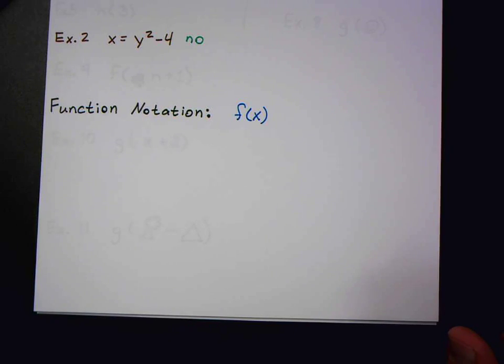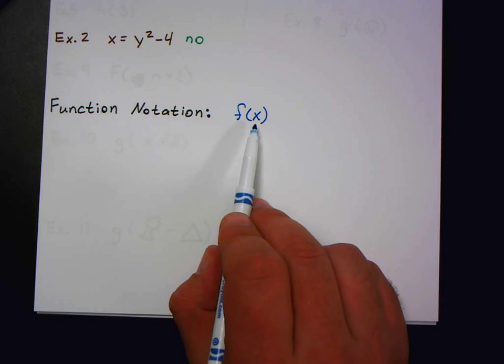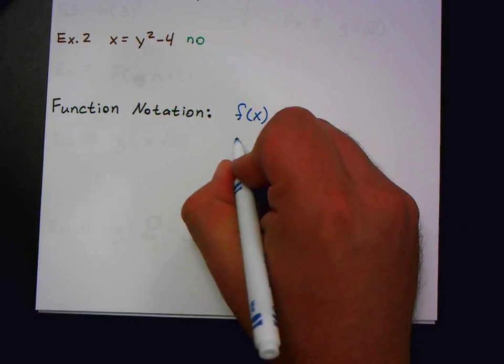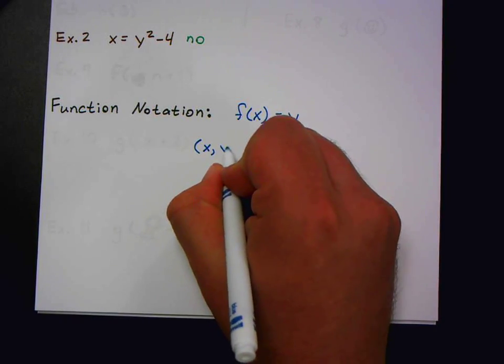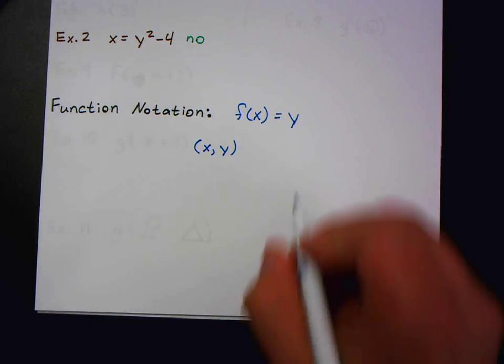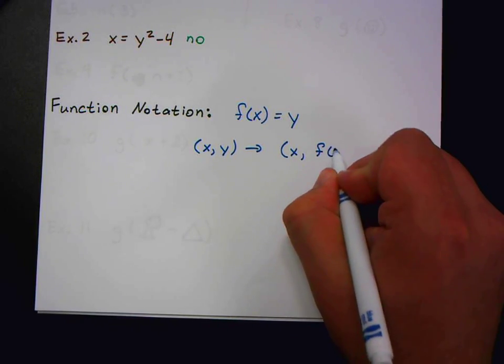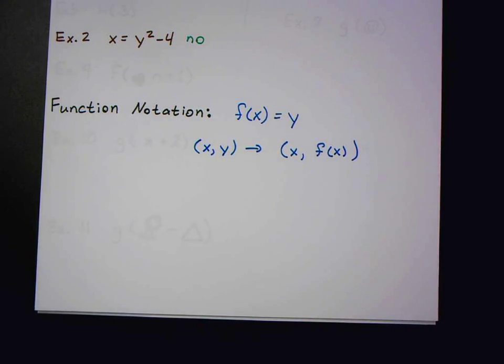It doesn't mean multiplication or anything like that. It means function of x. It means the exact same thing as y. You will see a lot in this class. Instead of ordered pairs looking like this, a lot of times you'll have ordered pairs that look like this. Just realize they mean the exact same thing. So we'll use function notation a little bit more than you have previously.